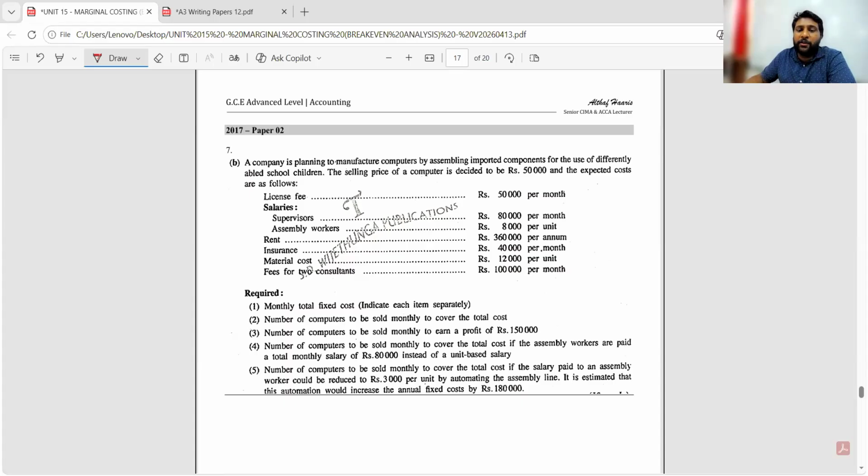A company is planning to manufacture computers by assembling imported components for the use of differently able school children. The selling price of a computer is decided as how much? Underline 50,000. Expected cost is as follows. So look at the requirement, what they're asking. Monthly. So this question we are going to do for a month.